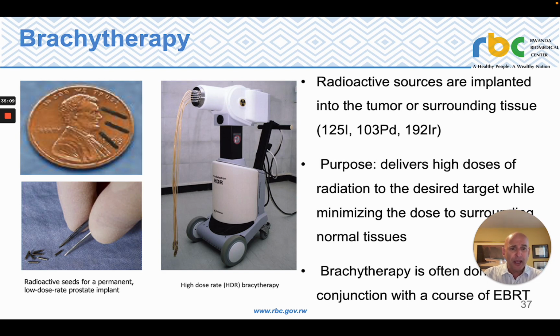surrounding tissue. And brachytherapy is often used in conjunction with a course of external beam rather than just as a sole modality. So you may get a course of chemoradiotherapy and then follow it with some internal radiotherapy to give an additional high-dose boost to the area at greatest risk.